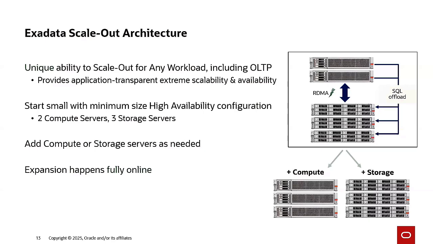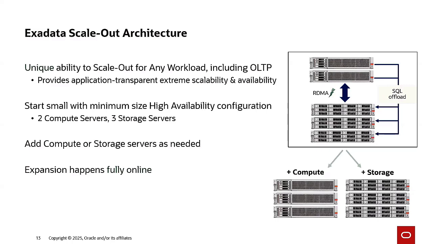Regarding Exadata scale-out architecture, it has the ability to scale out any workload, including OLTP. As I mentioned before, it provides application-transparent extreme scalability and availability. So here you see RDMA. RDMA enables direct, high-speed, low-latency communication between database servers and storage cells by allowing one computer to read or write data in another's memory without any CPU intervention.